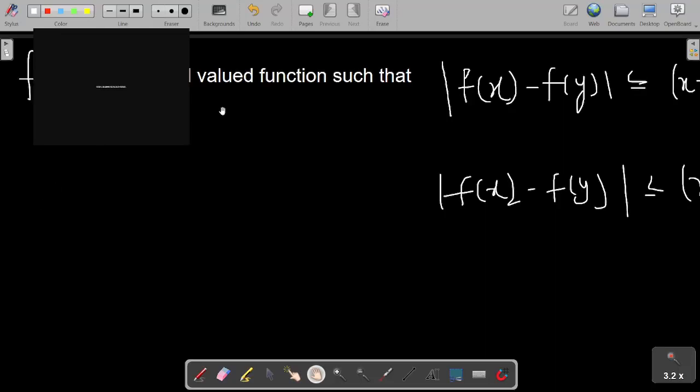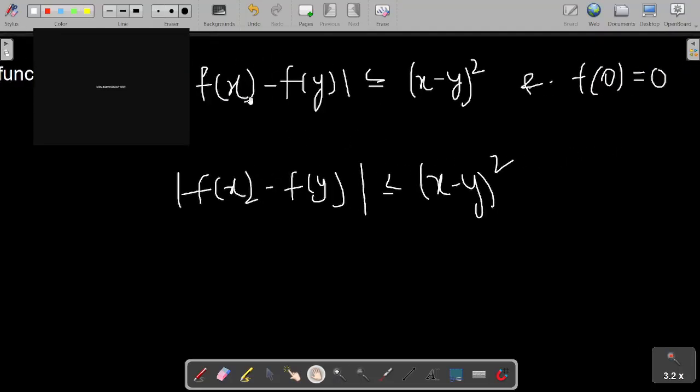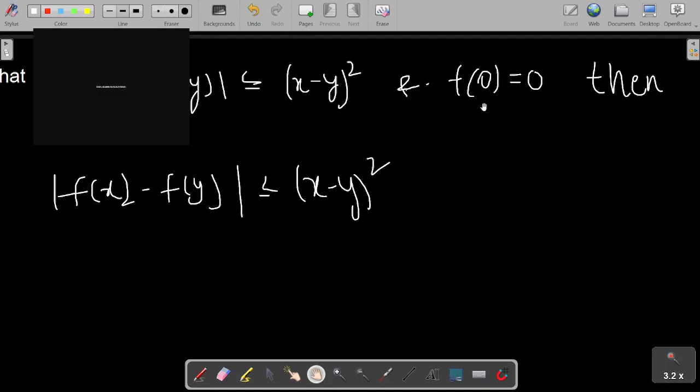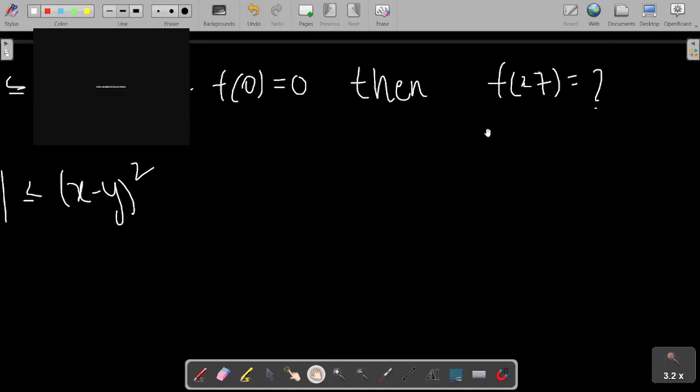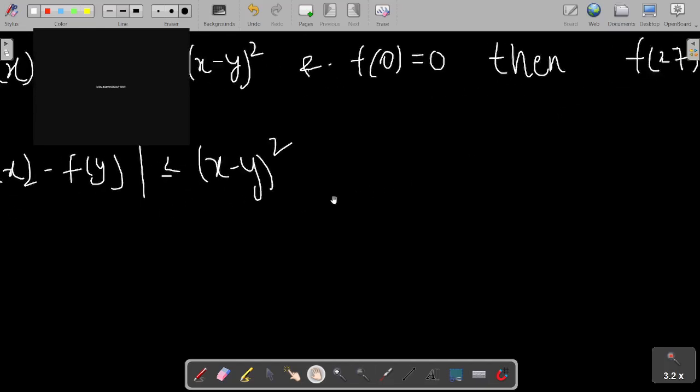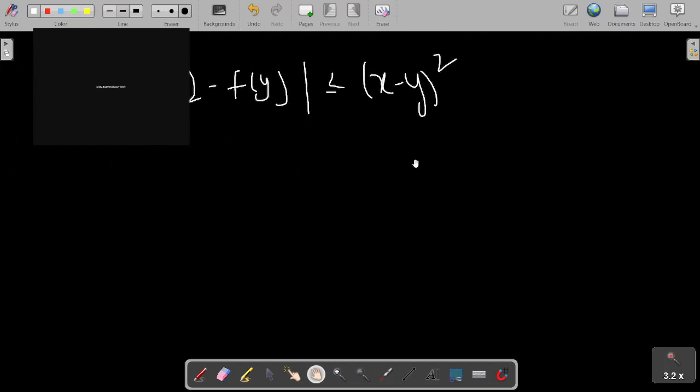So f of x is a real valued function such that modulus of f of x minus f of y is less than or equal to (x minus y) whole square, and f of 0 is given as 0. Then we need to find the value of f of 27. So I wrote down this thing again.